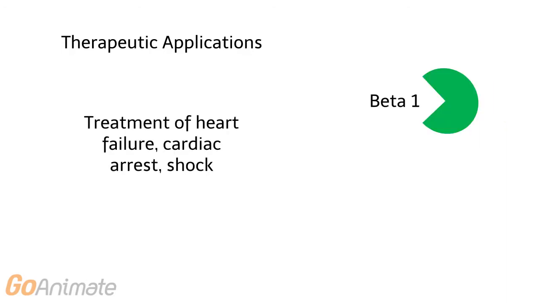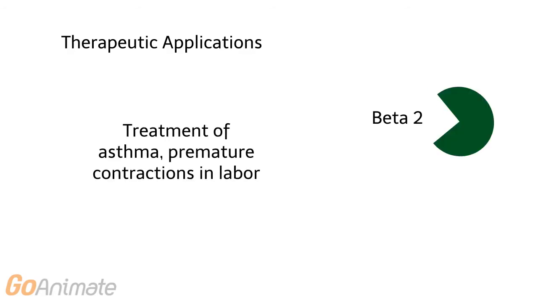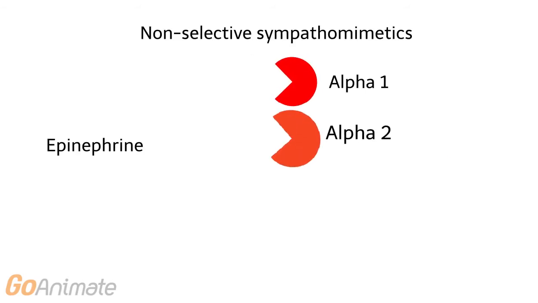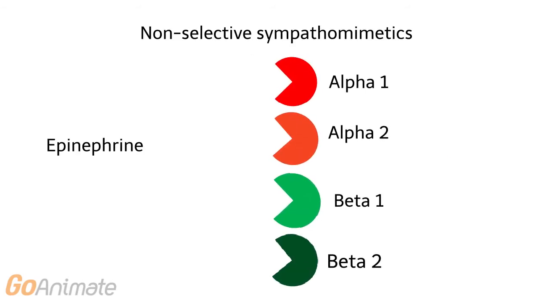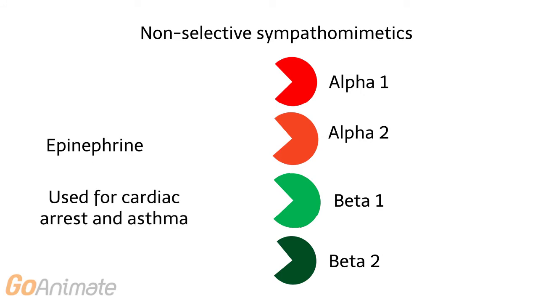Drugs affecting beta-1 receptors are useful in treating heart failure, cardiac arrest, and shock. Drugs affecting beta-2 receptors can be used to treat asthma and premature contractions of labor. Some sympathomimetics, like epinephrine, are non-selective and affect multiple receptors. Epinephrine affects all four types of receptors and is used to treat cardiac arrest and asthma.